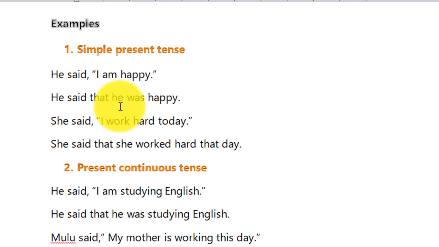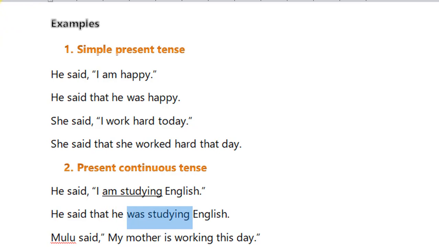Our next example is the present continuous tense. How do we change it when it is present continuous? For instance, he said, "I'm studying English." I'm studying is the present continuous tense. Underline it. He said that, the speaker here is he, so we say he was studying, which is the past continuous form.